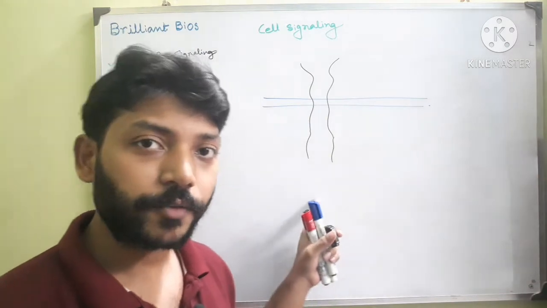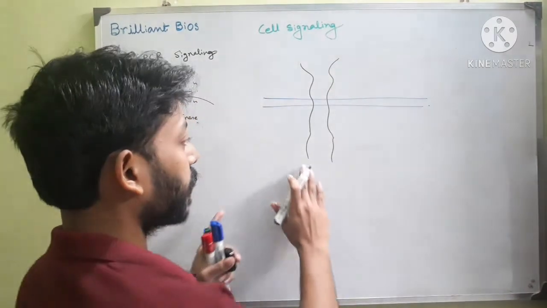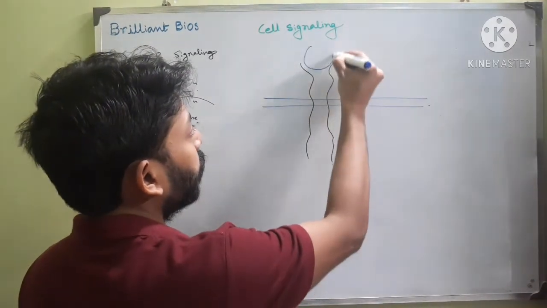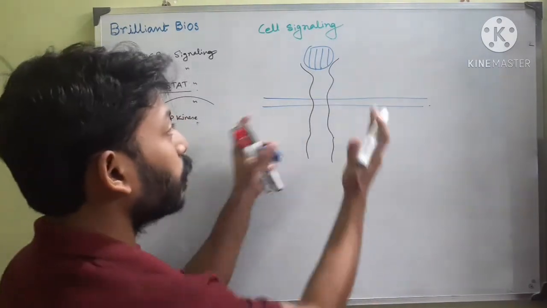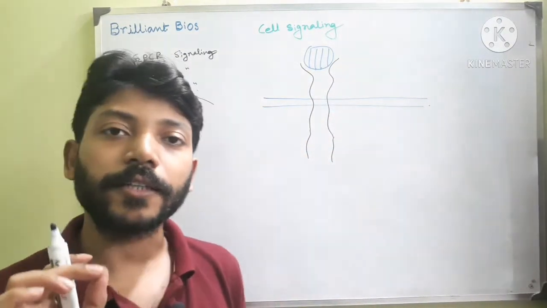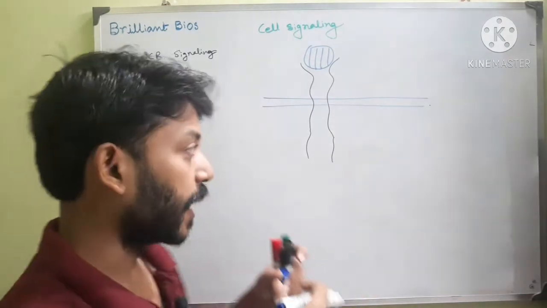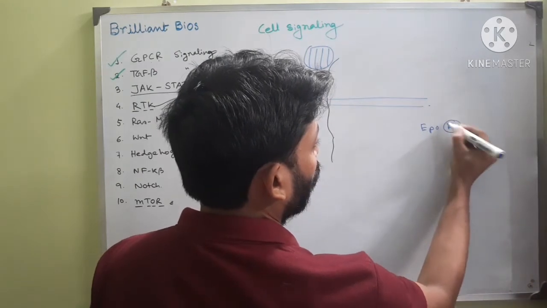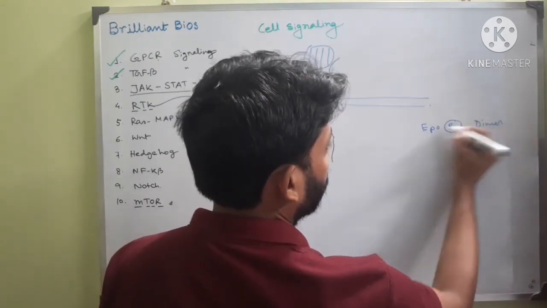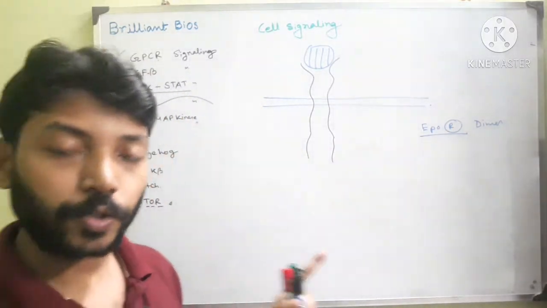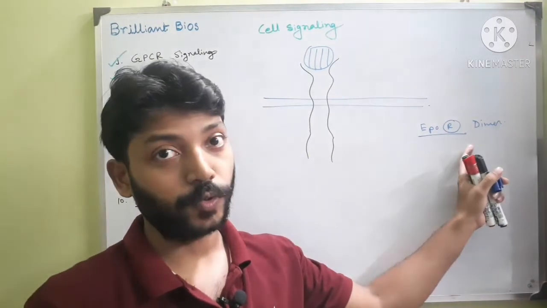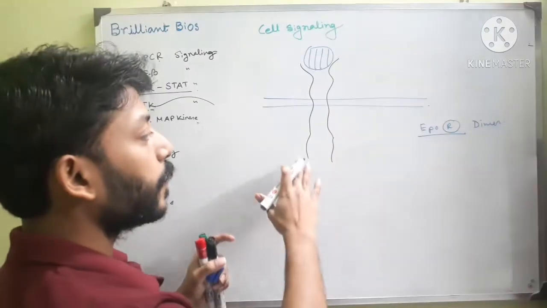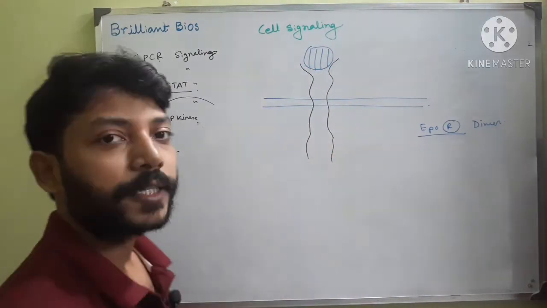When this receptor does not bind with the ligand, it remains as a monomer. When it binds with the ligand, let's suppose any ligand, they form a dimer. But the exception is the EPO, that means the erythropoietin receptor, which always remains as a dimer, whether there is EPO or not. In other cases, they remain as monomers. When ligands bind, they form dimers.